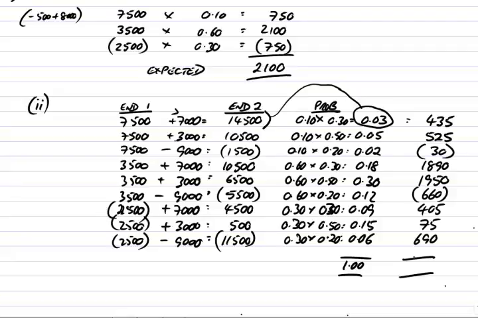Add them up. And I get the total to be 3,900. There is the expected value.